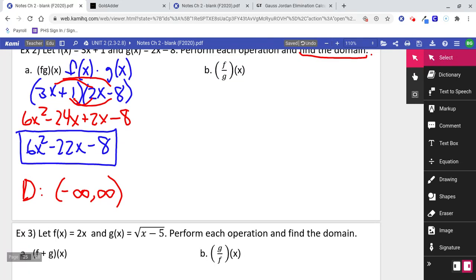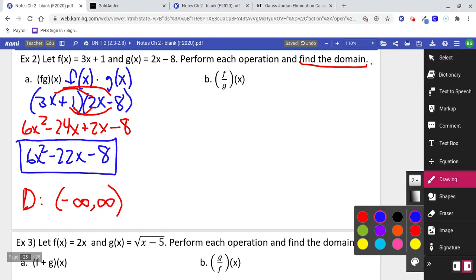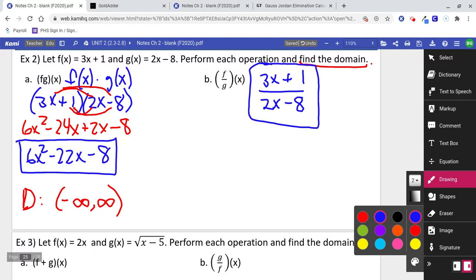So then we look at this one. We're dividing, so I'm going to skip a step and just go straight to it. We're dividing f of x over g of x. Okay. And if I could reduce that fraction, I would, but I don't really see anything to reduce. So really, that's it. That's the answer. Okay. That's the quotient of dividing.